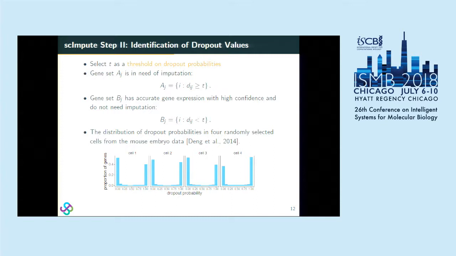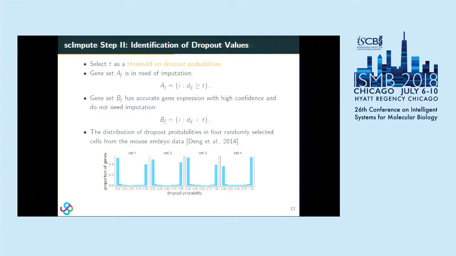Basically, we set a threshold T on the dropout probabilities. Then the genes with dropout probabilities larger than T are denoted as set AJ, and they are in need of imputation, while the genes with dropout probabilities smaller than T are denoted as set BJ, and they have accurate gene expression with high confidence. By default, T is set to 0.5 in our program, but it can be adjusted by the users based on their desired level of imputation.